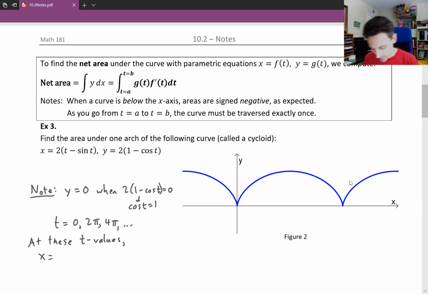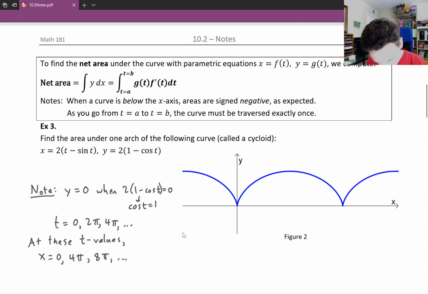So x equals, well, when t equals 0, you've got 0 minus sine 0, which is 0, times 2 is still 0. Then when t equals 2 pi, you're going to get 2 pi minus sine 2 pi. Sine 2 pi will be 0, so you just get 2 pi times 2, which is 4 pi. Notice that for each of these t values, 0, 2 pi, 4 pi, and so on, sine will be 0, and you'll just be taking 2 times whatever that t value was. So essentially you're doubling the t values to get the x coordinates.